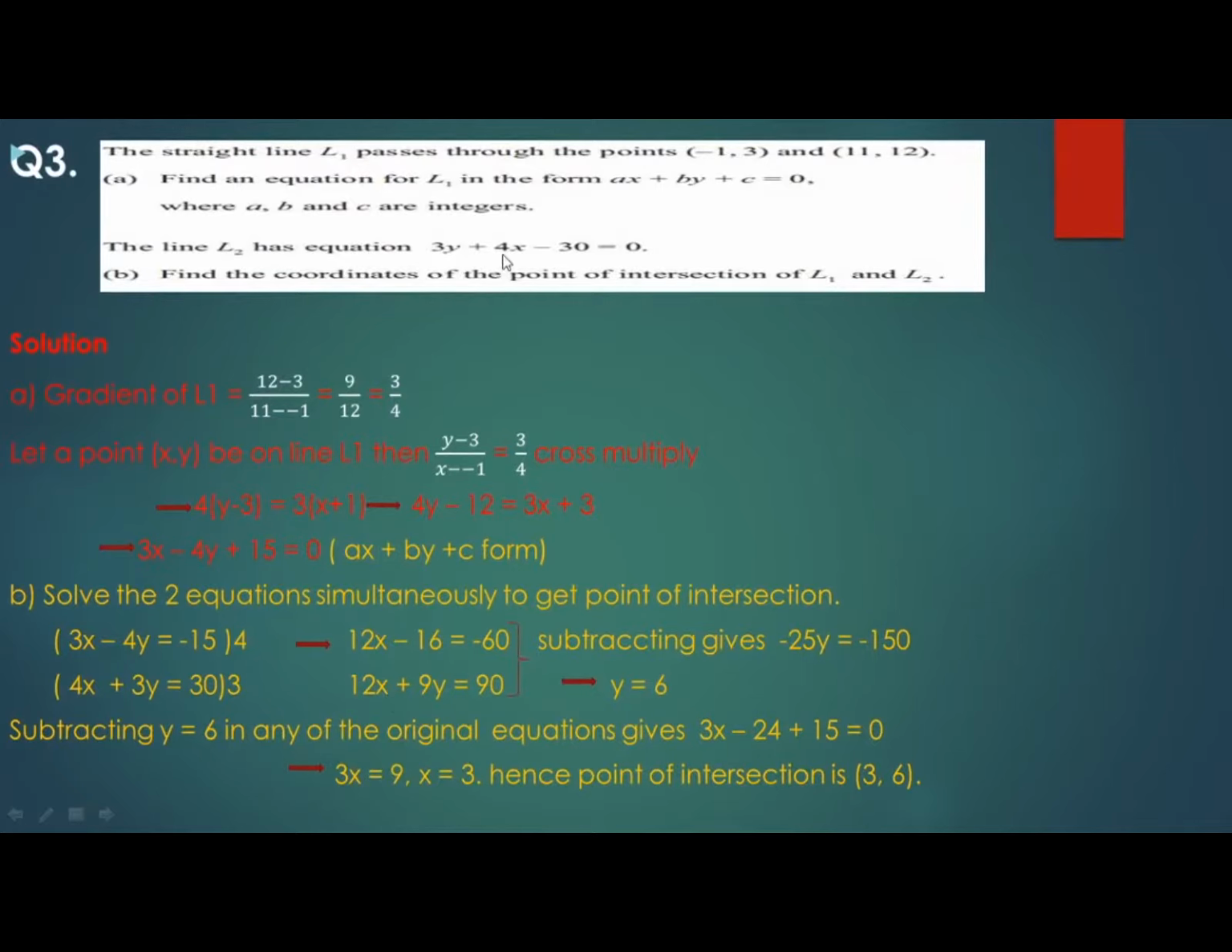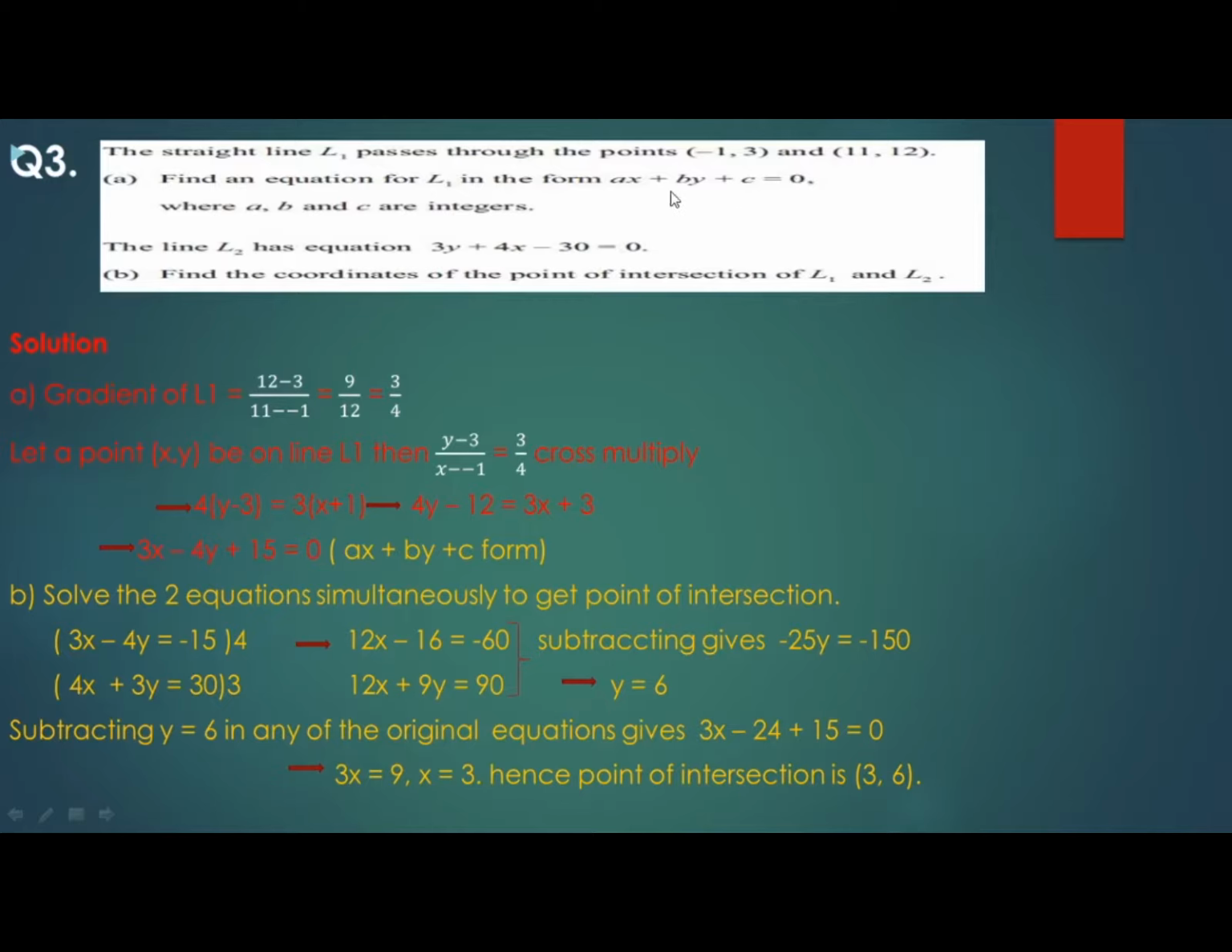Question number 3. A straight line L1 passes through the points (-1, 3) and (11, 12). It's a line that is passing through (-1, 3) and (11, 12). The first question is that we find an equation for L1 in the form ax plus by plus c equals 0. Remember, this is not the form we are used to. This is a different form.